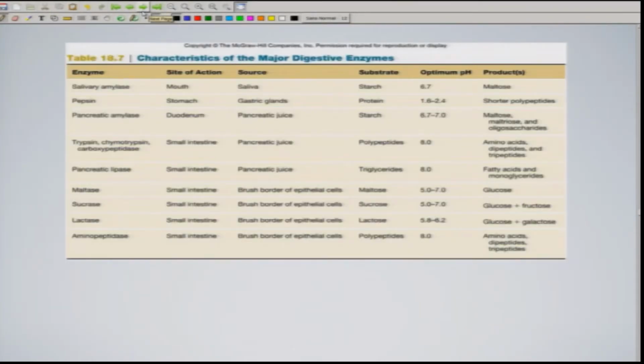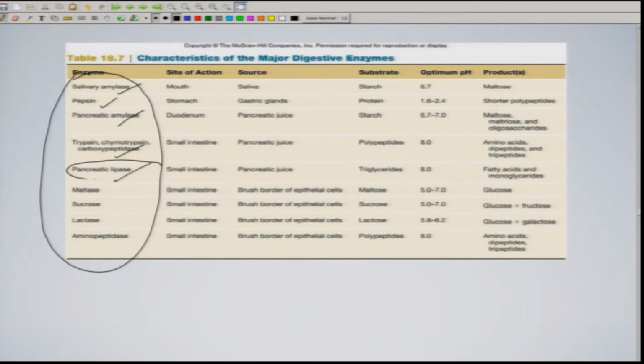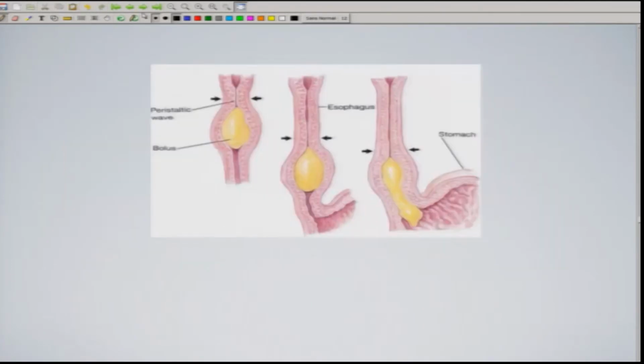Now, if you look at all the digestive enzymes involved, here is a compact list which has been prepared for you. Salivary amylase, pepsin, pancreatic amylase, trypsin, chymotrypsin, carboxypeptidase, pancreatic lipase. Then maltase, sucrase and lactase, which break down sugars, and aminopeptidase, which takes care of the amino acids. Okay, from here, move on to the next slide.